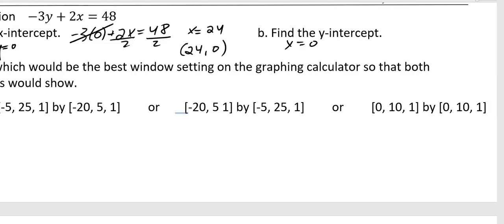Similarly, to find the y-intercept, we'll set x equal to 0.